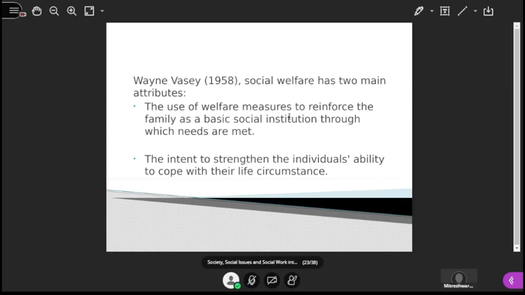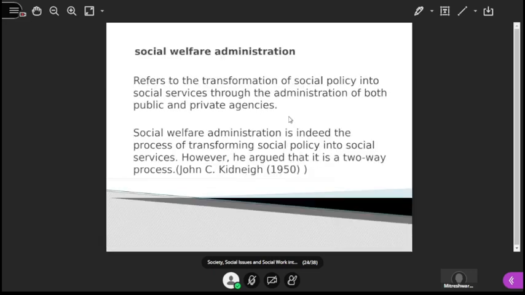So, according to Wayne Vasey, social welfare has two main attributes. The use of welfare measures to reinforce the family as a basic social institution through which needs are met. Secondly, the intent to strengthen the individual's ability to cope with their life circumstances. Social welfare administration refers to the transformation of social policy into social services through the administration of both public and private agencies.